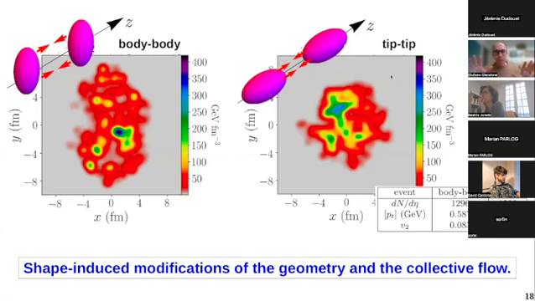So you see that these shapes can leave a dramatic impact on the geometry of the quark-gluon plasma and the subsequent collective flow. And this is why we need to implement them and be careful with that for quantitative studies.